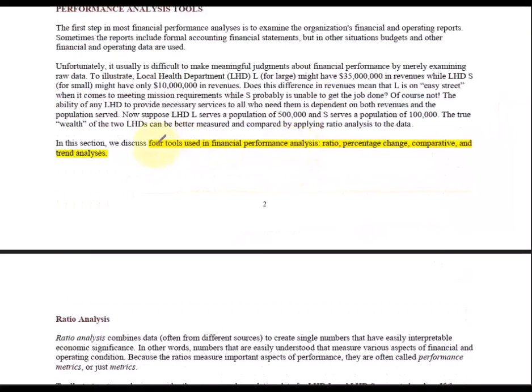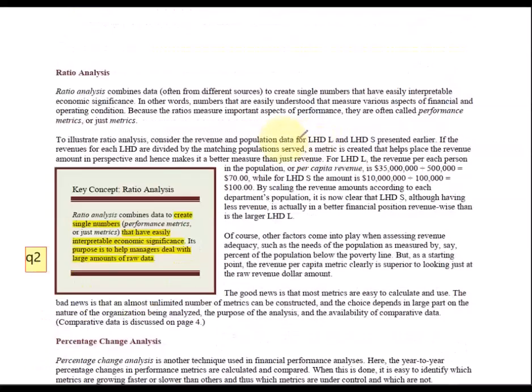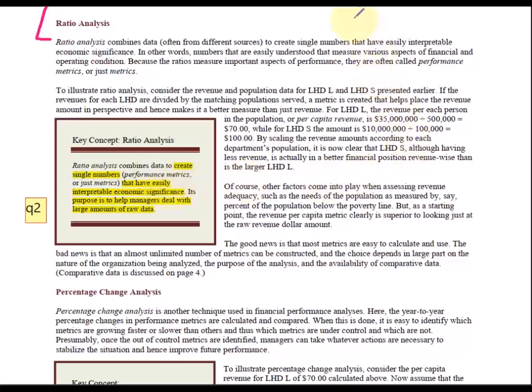Now, there's a number of tools that you can use to do financial performance analysis, and we'll go over each of those in turn. First is ratio analysis, and you're already used to ratio analysis. That's where you combine two or more numbers to create something that's a little bit more meaningful. In clinical terms, BMI combines height and weight to create something that's a little bit more helpful. One of the nice things about these is they have easy to interpret economic significance.